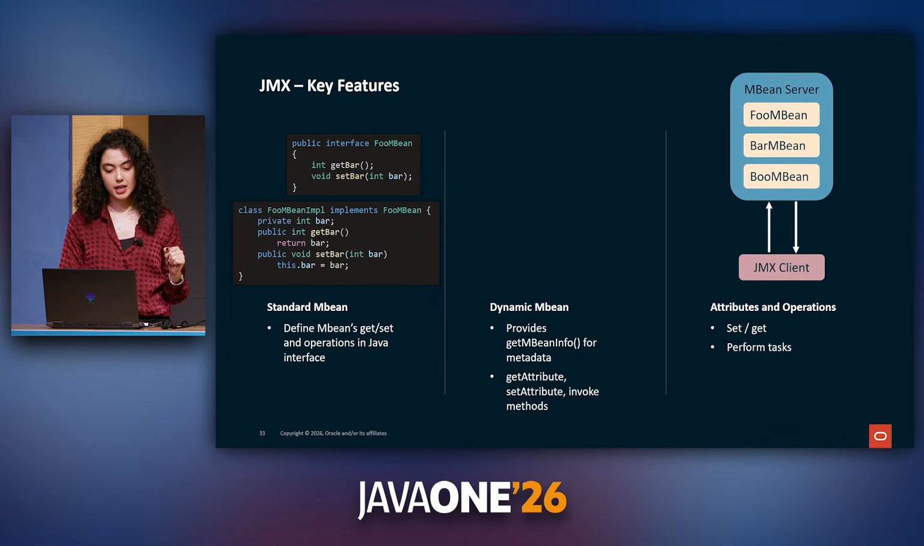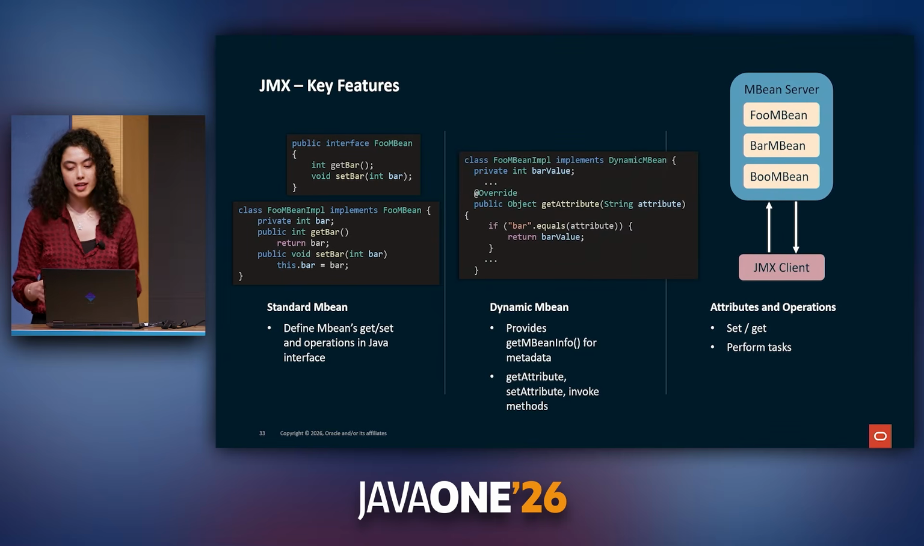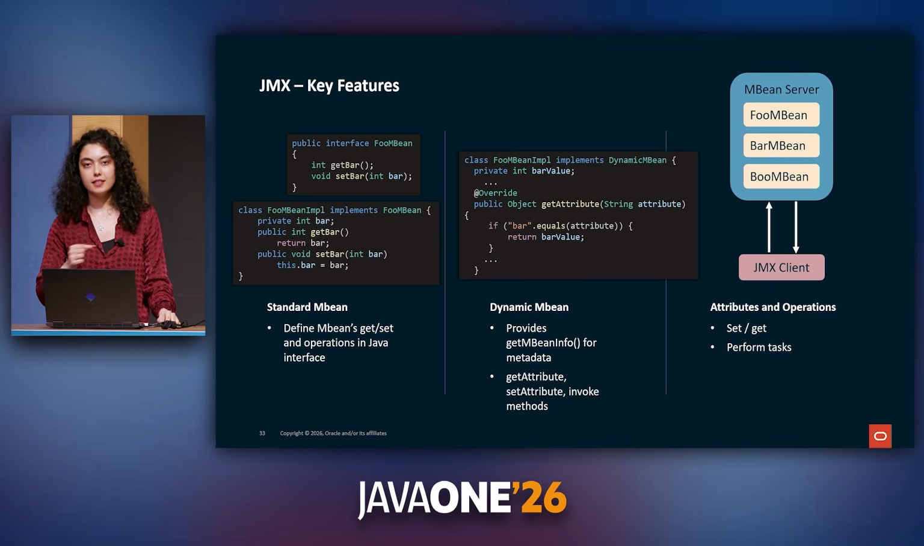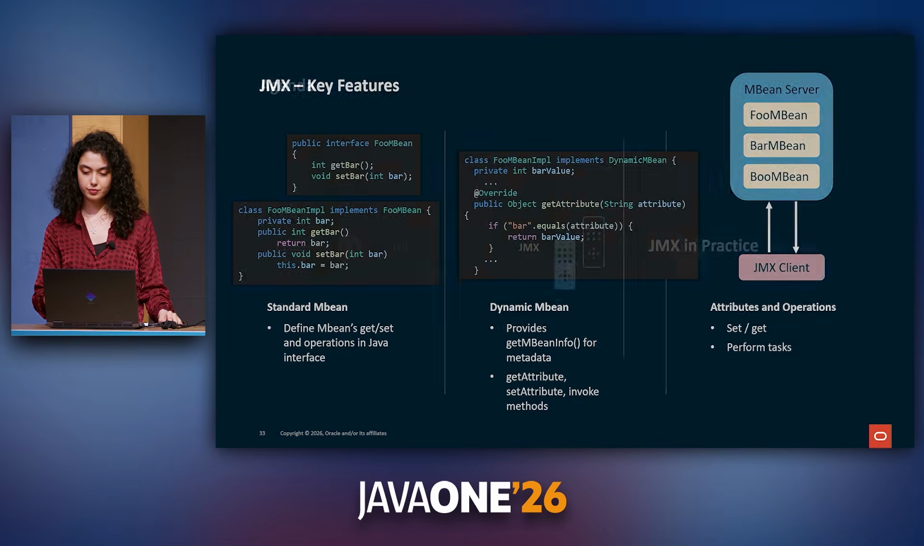And the next MBean is the dynamic MBean. With a dynamic MBean, we create a class that implements DynamicMBean directly. This class provides methods like getAttribute, setAttribute, invoke, and getMBeanInfo. Here we can define both the metadata and the behavior programmatically, and we are a bit more flexible while defining the metadata with dynamic MBeans.